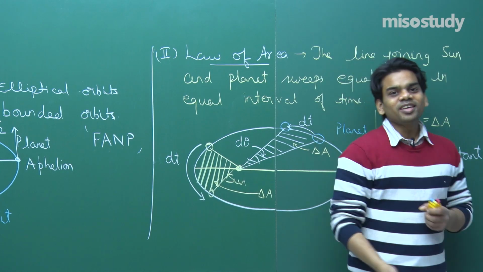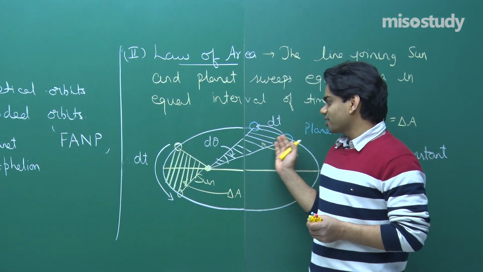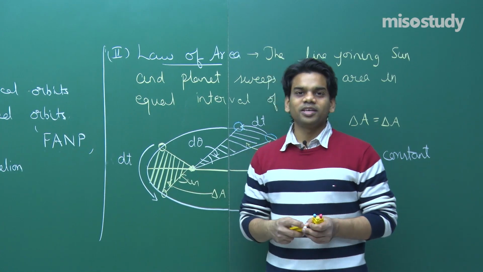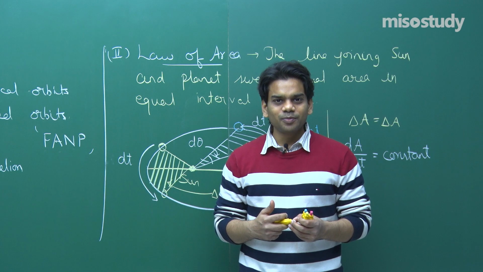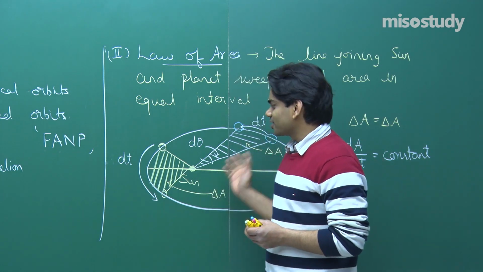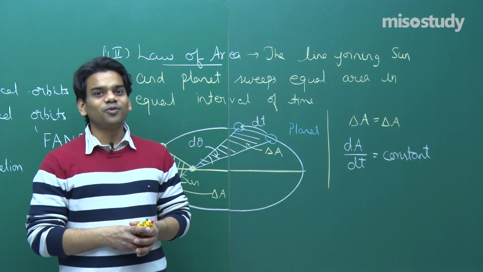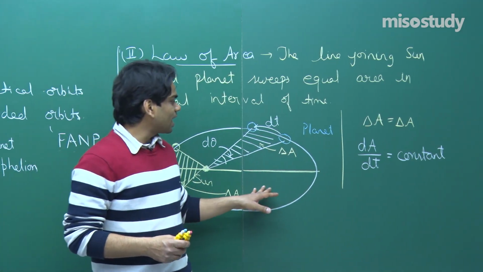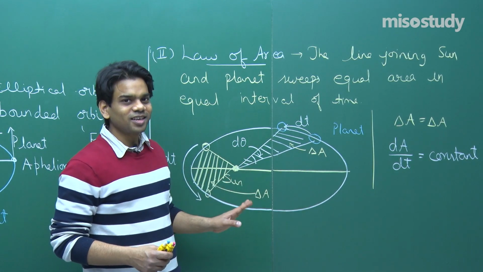The same thing can be proved also. We can treat this as a triangle. We can show that the same thing can be proved, but that proof is not required in our syllabus, that is not in our curriculum. So let's not get into the detail of the proof of this law of area, and let's directly switch to the third law. And before that, let me tell you about this law of area once again.